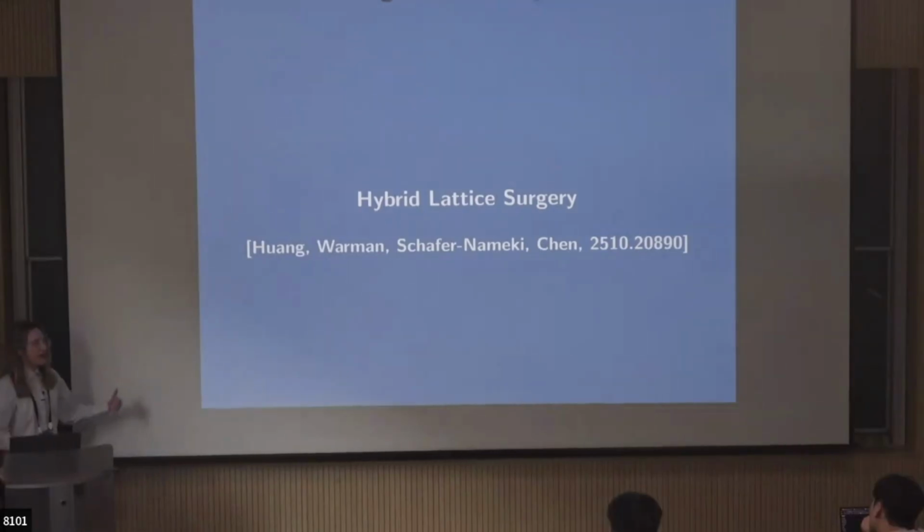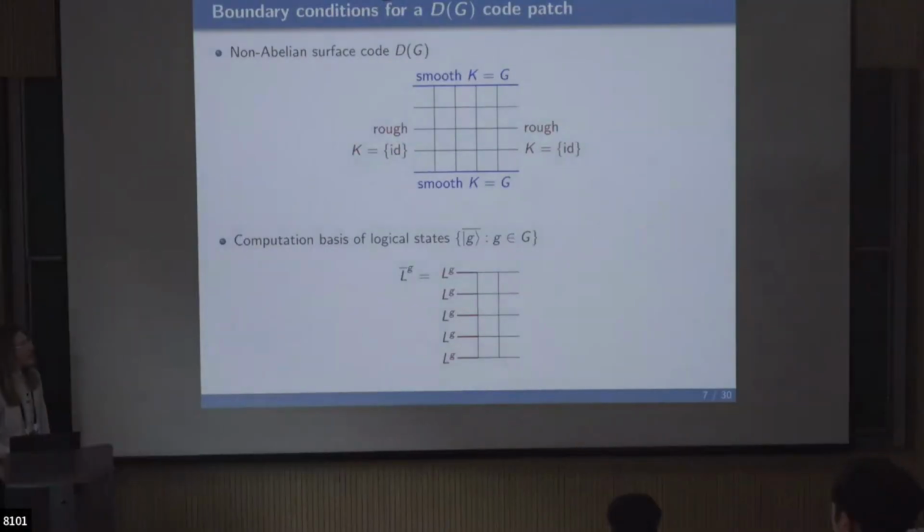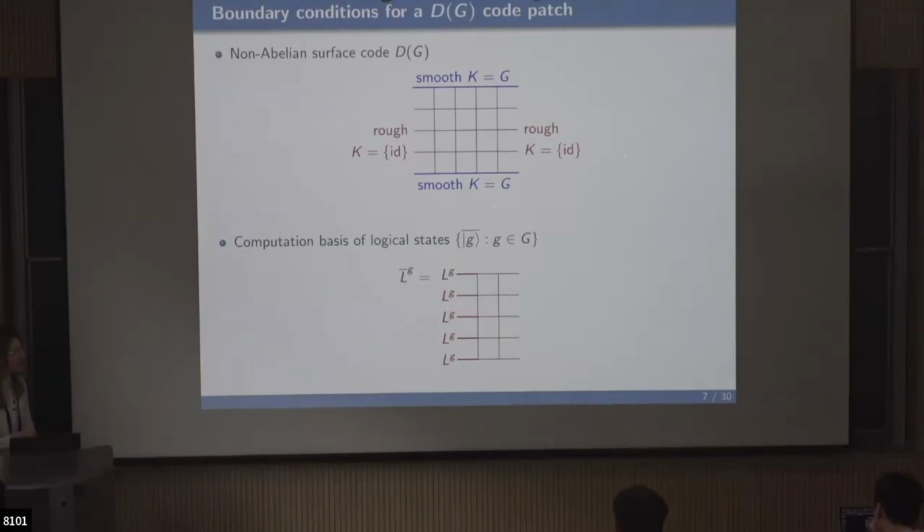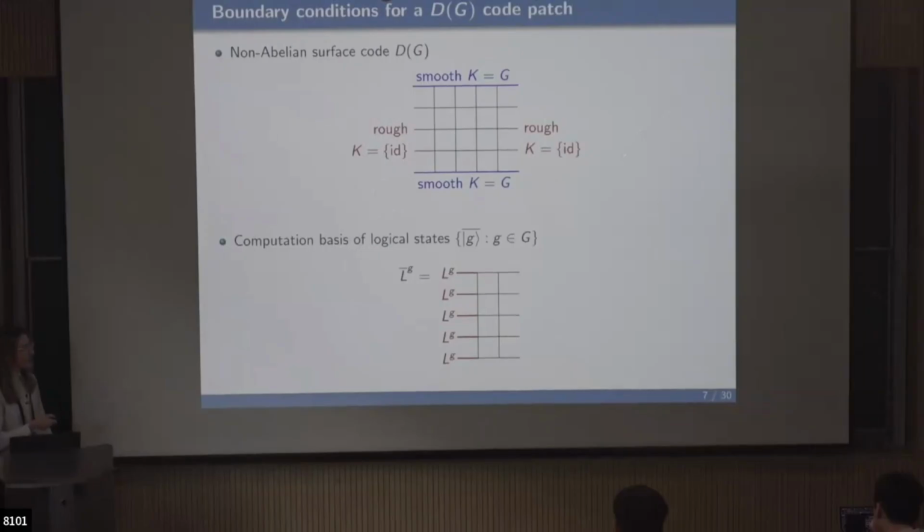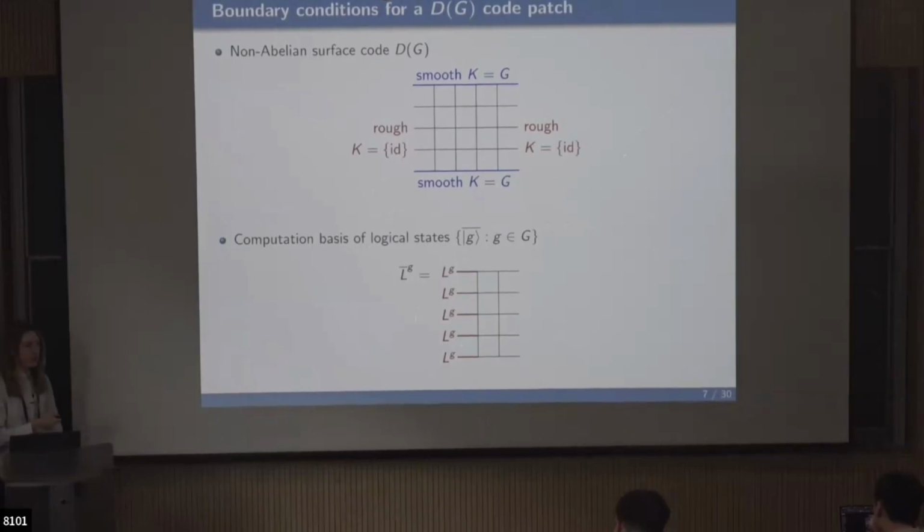Okay, let's start with hybrid lattice surgery. In this case, we consider a square patch with boundary conditions that are the same on opposite boundaries. We will take the top and bottom boundaries to have smooth boundary conditions, where the subgroup K is equal to G. This means that all group elements can end. That's why it's smooth. Instead, on the left and right, we'll have rough boundary conditions where only the identity group element can end. So in this setup on a square patch, we will have a basis of logical states that are spanned by group elements, and the logical operators, which on the boundary can be written like this, with the left group multiplication operators.